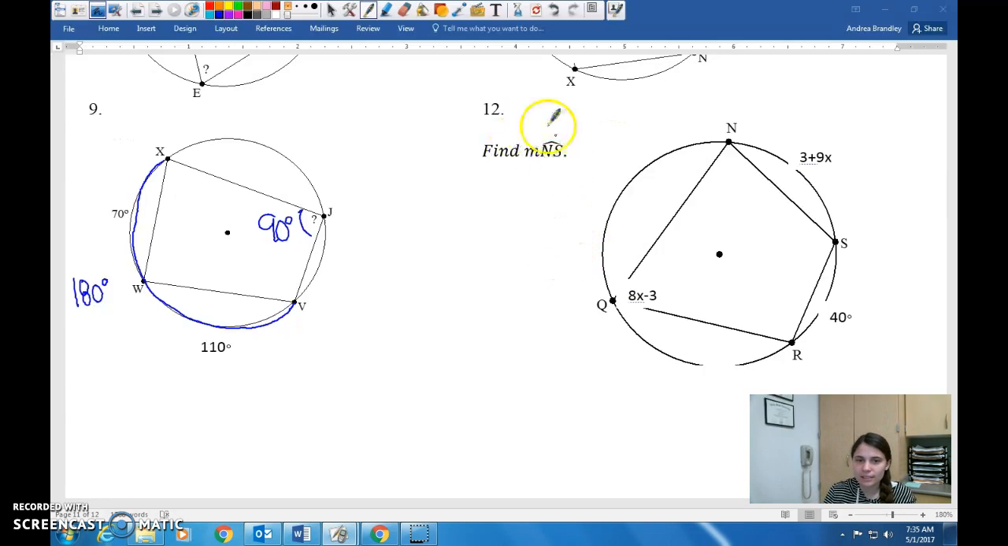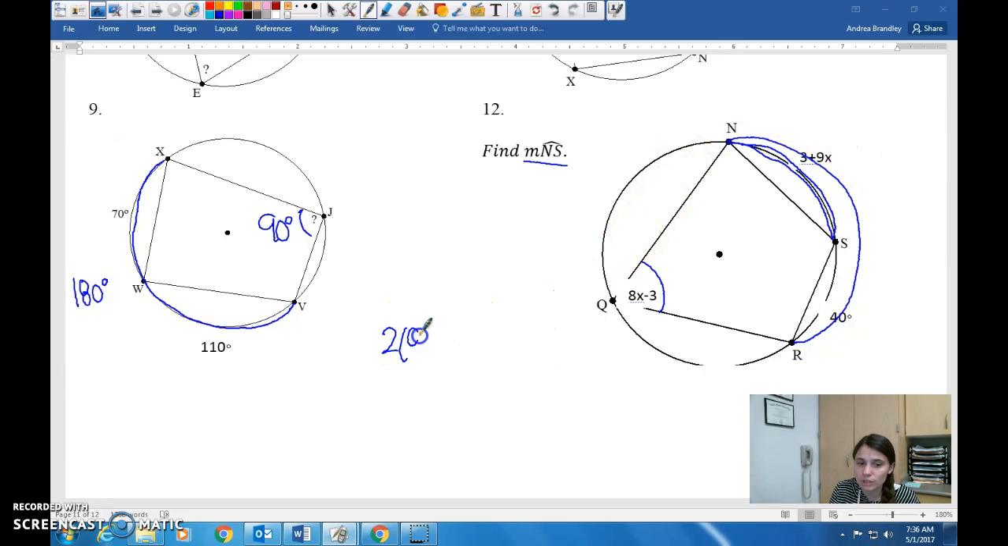Okay, so then our last one, we have some x's to deal with. And what it wants is to find the measure of arc NS. So it wants to know this arc measure right here. However, I can't find that arc measure until I know what x is. I have to find x first. So using similar information to what I used right here on number 9, I know that this angle, if I multiply it by 2, is going to be this whole arc measure. So that's exactly what I'm going to do to try and find x.